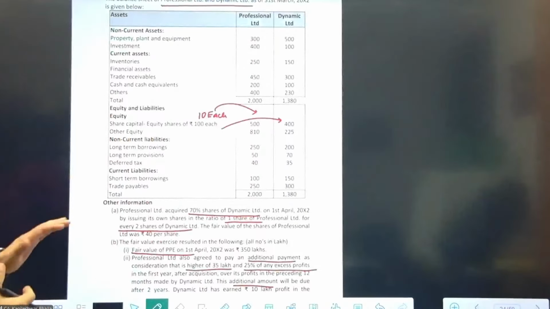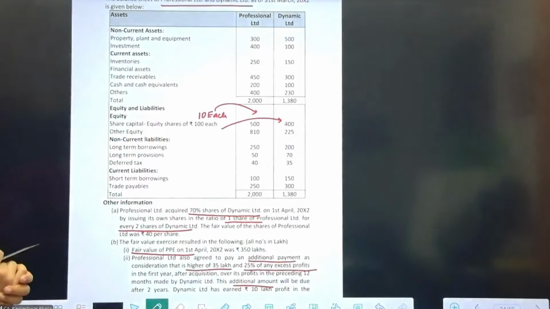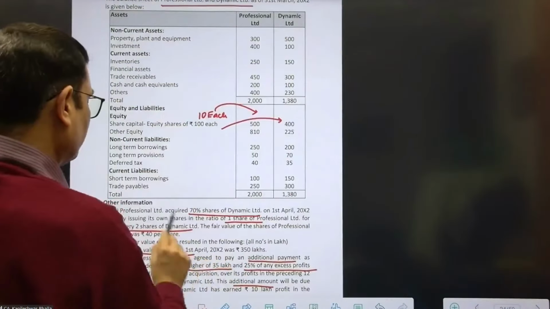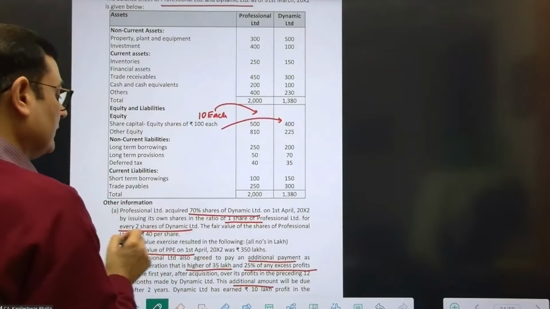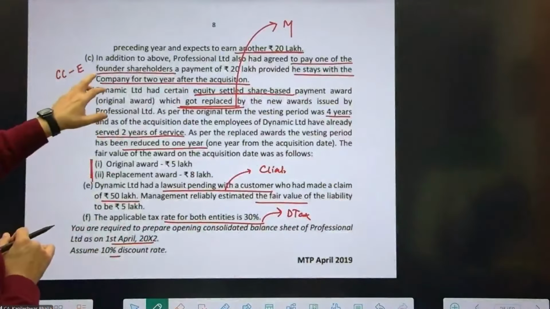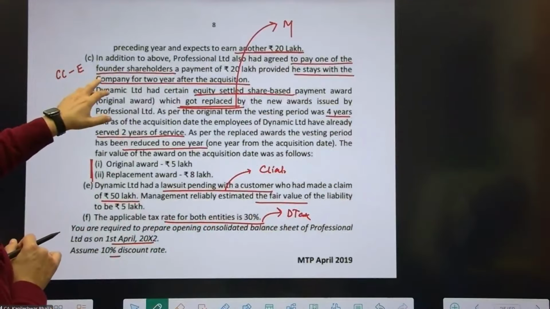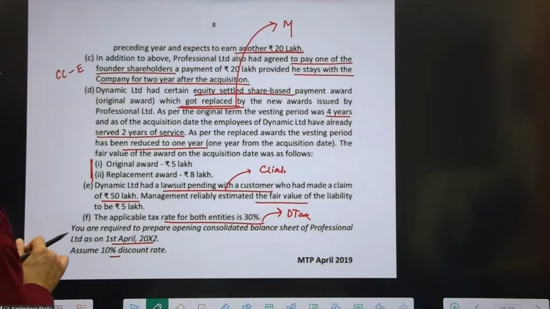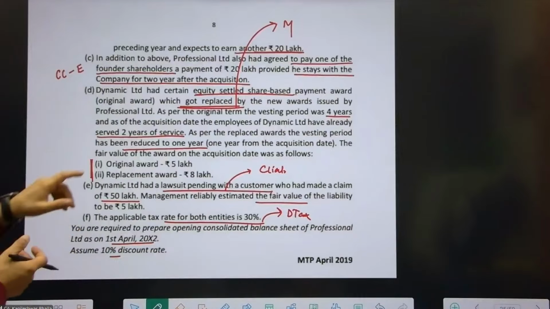So I guess we're looking at point number B, where it says professional agreed to pay an additional payment. So we have taken the 35 lakhs already. And then, in addition, we are giving a payment to the founder shareholder. That is for a stay. This is CCE, not to be taken. So I think we just need share-based payments.